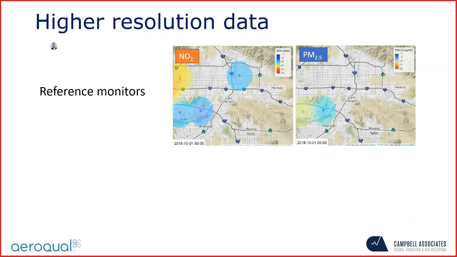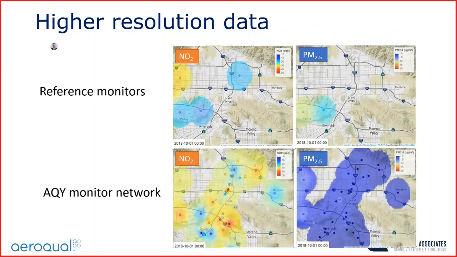I've inserted this slide also just to give you an idea of how better coverage can give you more detail. So this is some work that's been done in California, where the reference monitors were only able to give you an idea of what's happening around the reference monitors, but having, in this case, an AQY, but obviously an AQY or an AQS, having more analyzers can give you far better coverage and far more of an idea of what's actually going on.